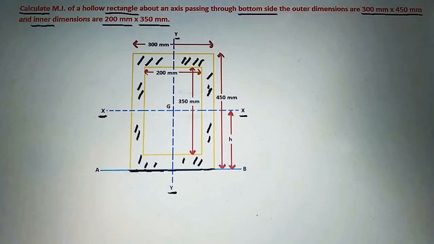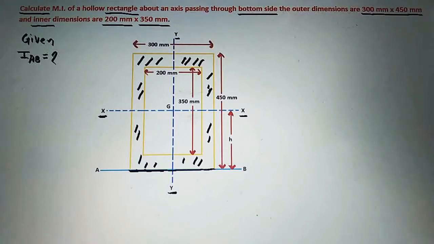So passing through this bottom side, the axis is AB here. So we will write in Q1, we have to find out the moment of inertia of a hollow rectangle about its axis passing through bottom side. So we have to find out IAB here.